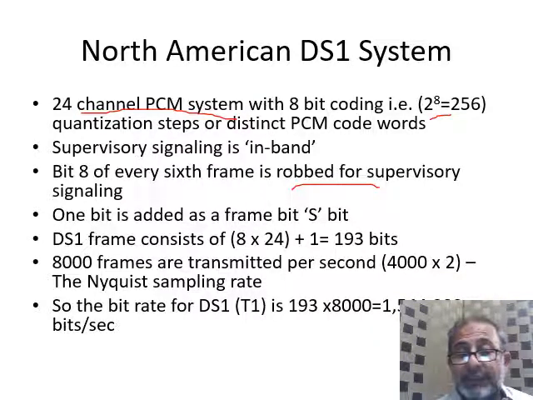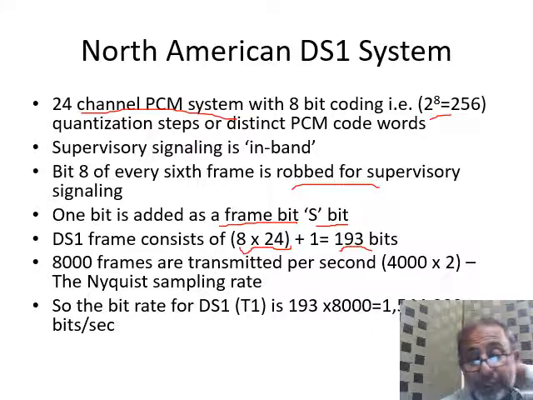One bit is added as a framing bit, or it is also called the S bit. Now this S bit is in addition to the 24 time slots. DS1 consists of 8 into 24, 8 bits and 24 time slots. We get 192. And we have got this one S bit, which is the framing bit, in addition to those 192, and we get a total frame of 193 bits.